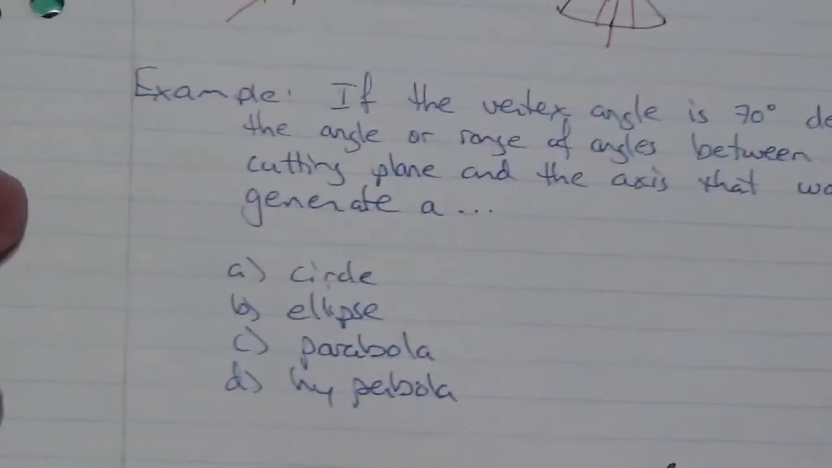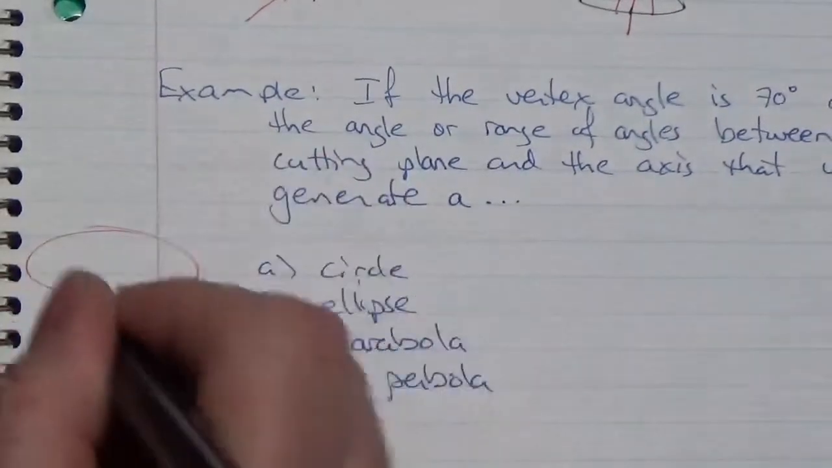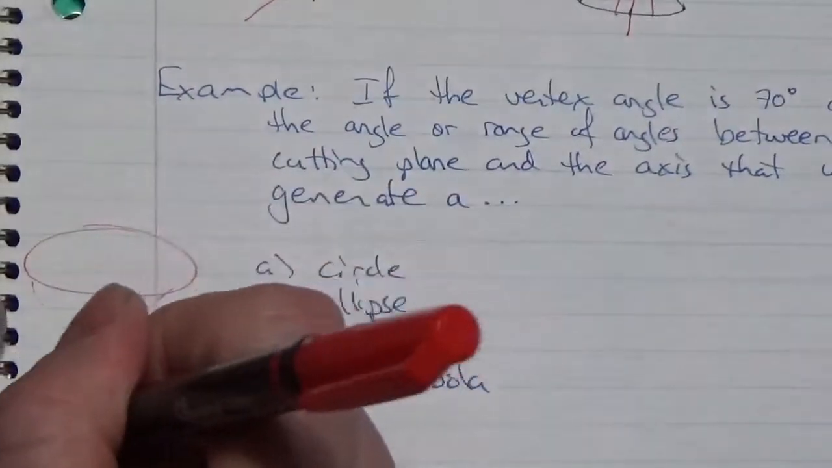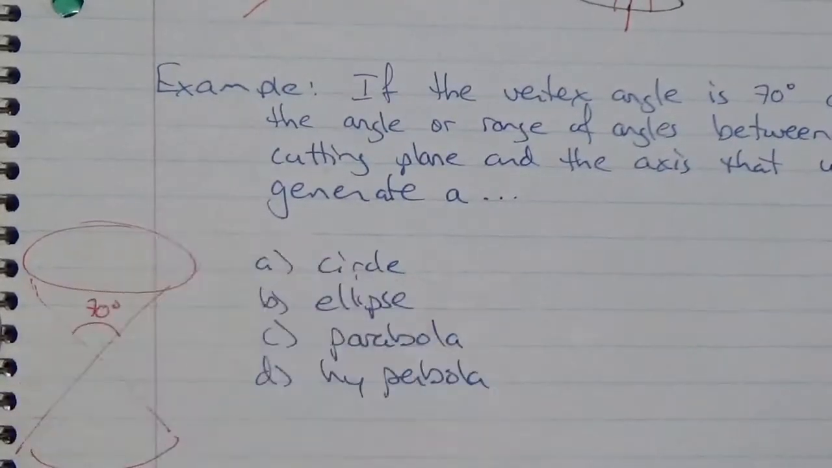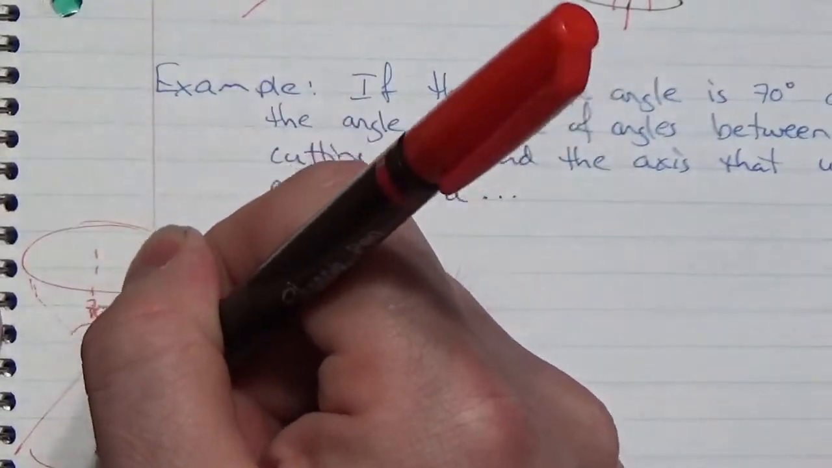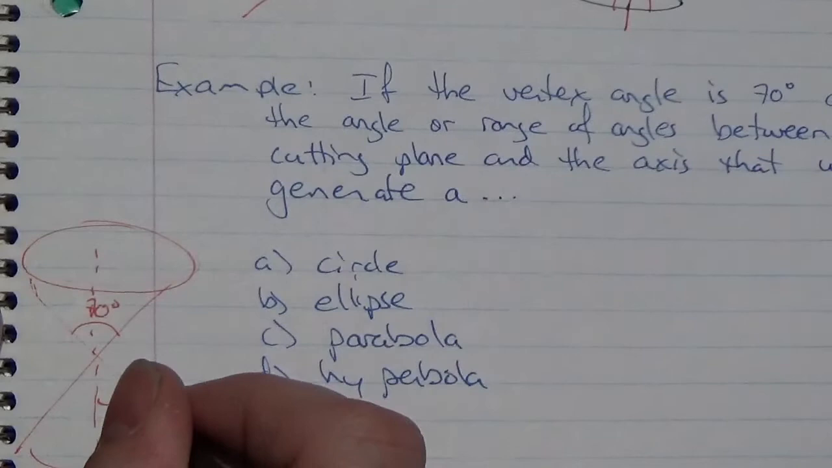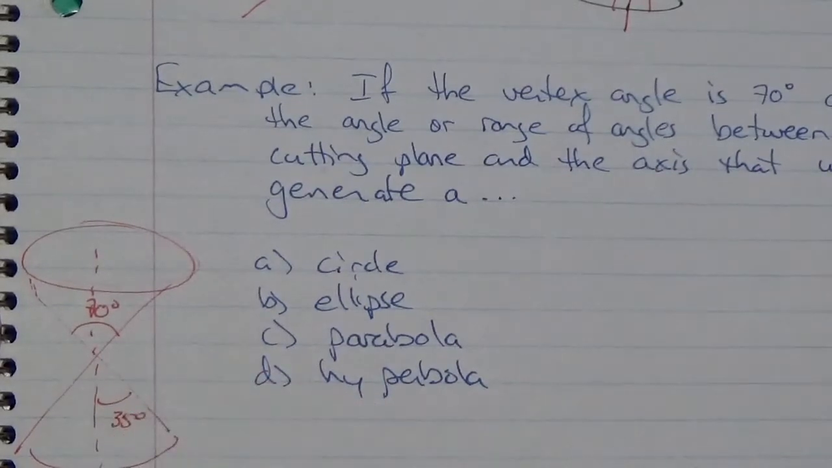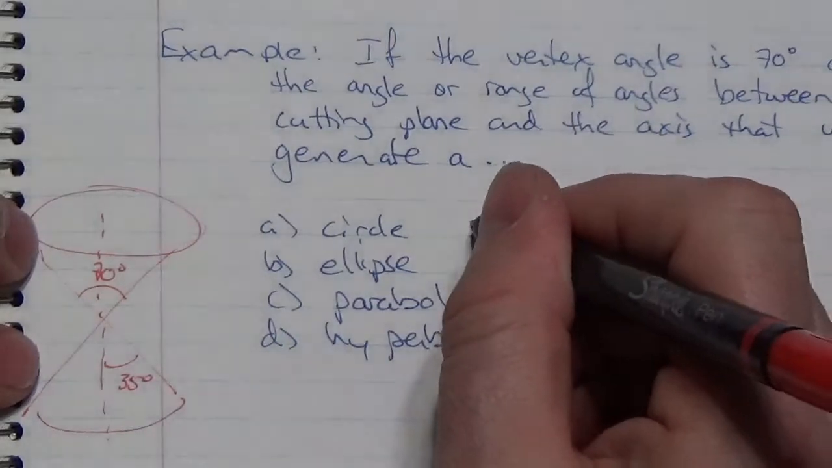Okay, so remember, let's think about what this looks like here. Here's our double napped cone, and what I'm telling you is that this angle right here is 70 degrees. Now remember that that is going to be double the generator angle. So I know that the generator angle here is going to be 35 degrees.